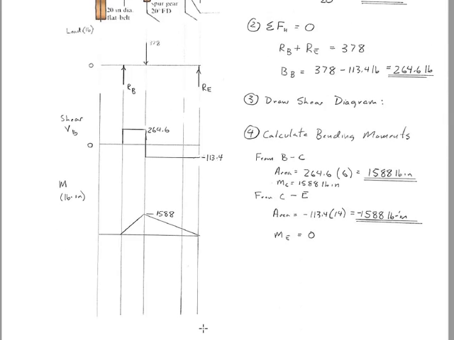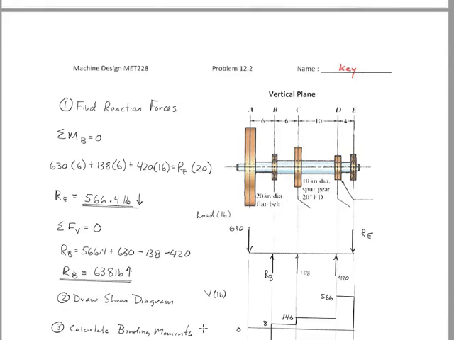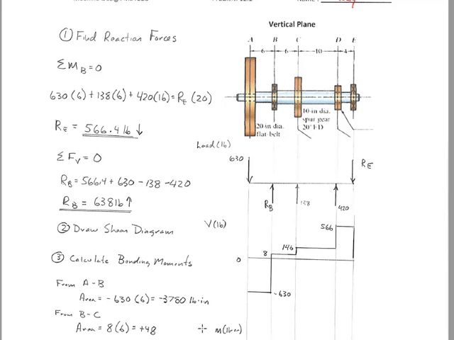Now what I'm going to do is switch to the vertical plane. Now see, I have more loads in the vertical plane here because I have loads from the flat belt pulley coming in. That's the 630 pounds you calculated in the second lesson. And then we have the radial load from the spur gear pair. And then we're also going to have the load from the chain sprocket.